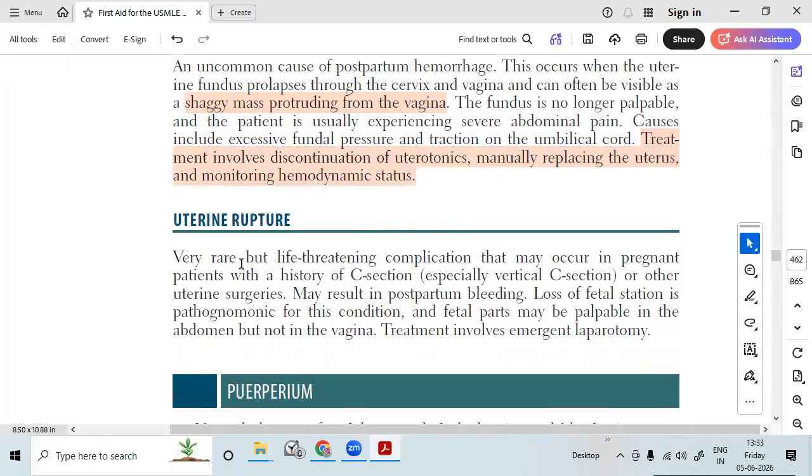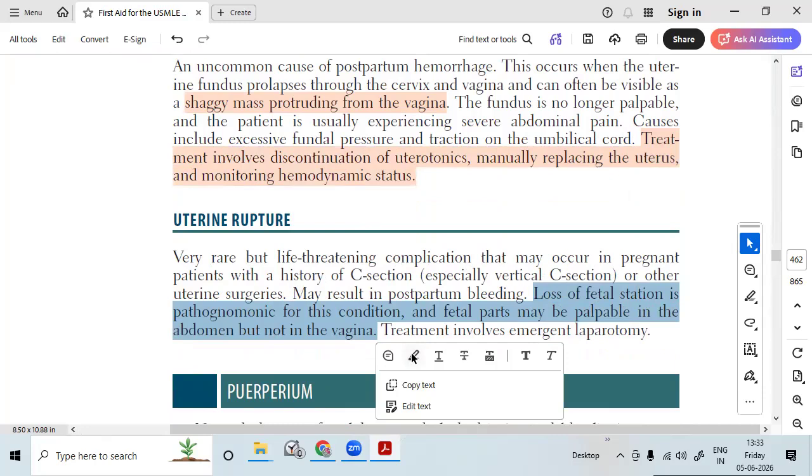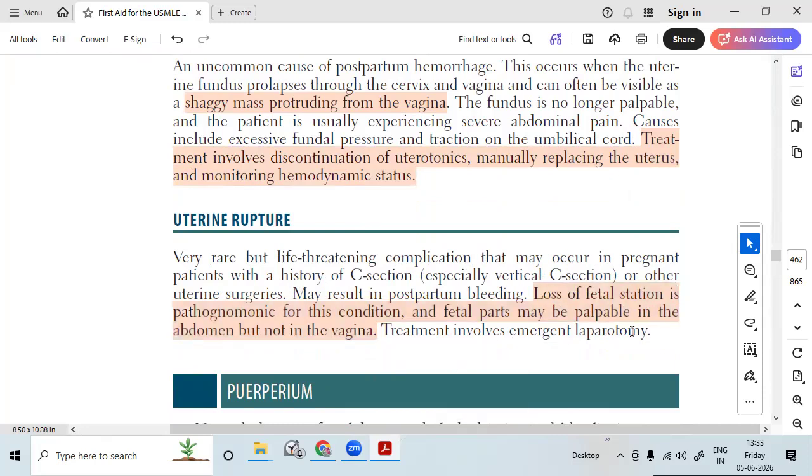Uterine rupture, a very rare but life-threatening complication that may occur in pregnant patients with prior cesarean section, especially a vertical cesarean section, or other uterine surgeries. This may result in postpartum bleeding. Loss of fetal station is pathognomonic for this condition, and fetal parts may be palpable in the abdomen but not in the vagina. Treatment involves emergent laparotomy.